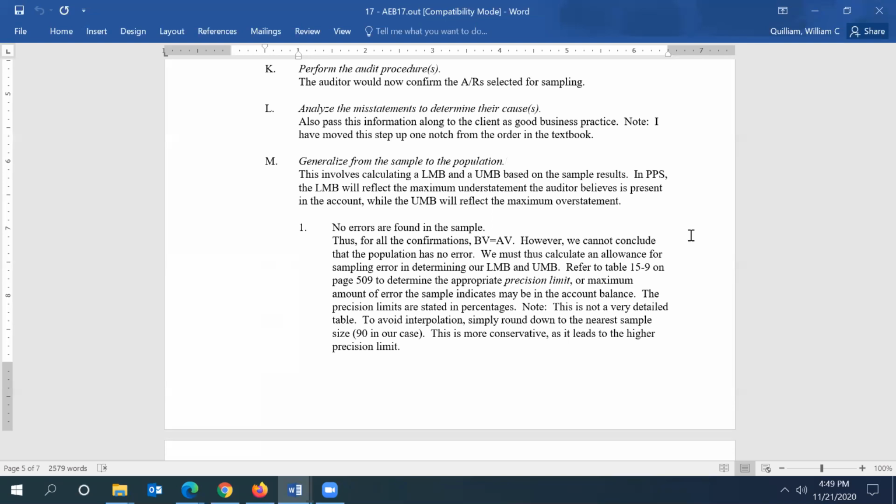However, we cannot conclude the population has no error because it may be that we just got a good draw of the cards in our sample. We have a really good sample, no errors in it. But had we been able to examine the entire population, there could still be some errors. In other words, some accounts receivable where book value did not equal audited value for individual customers. The only way we would know that is if we sampled everything in the population.